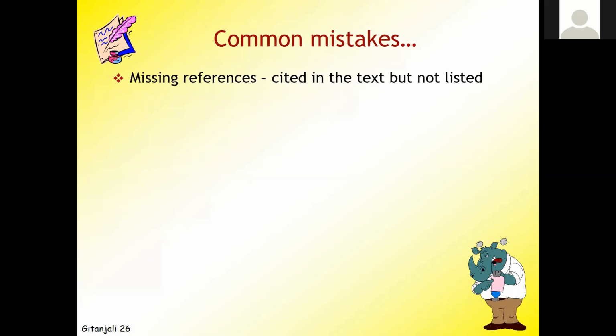So common mistakes. Yeah, I'll be finishing in 5 minutes. First common mistake is missing references. What do I mean by missing references? You have cited in the text. You have said something and put a number 6. But there is no 6 in your list. You have forgotten to list that reference. Okay. So when somebody is searching for it, that reference is not there. So these are called missing references.